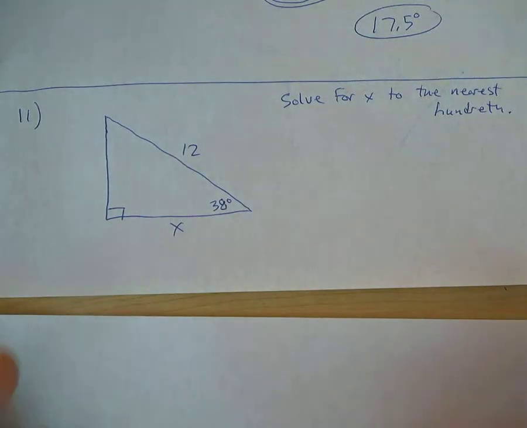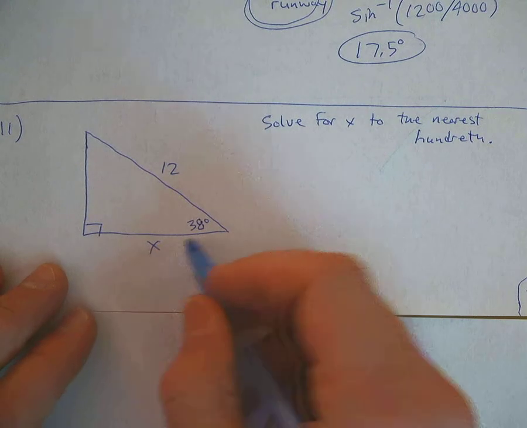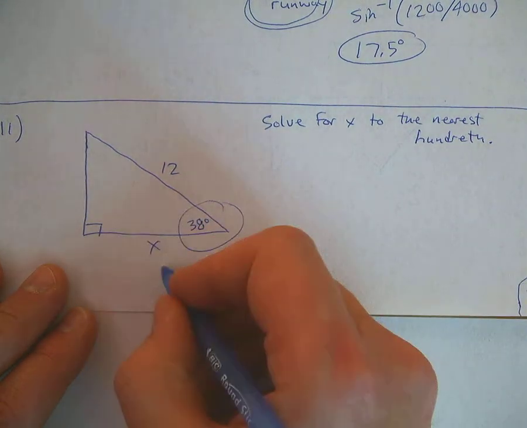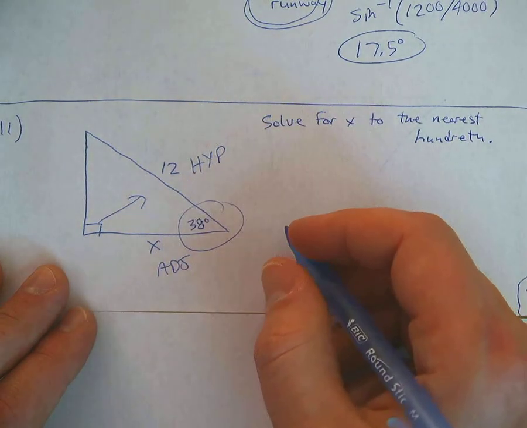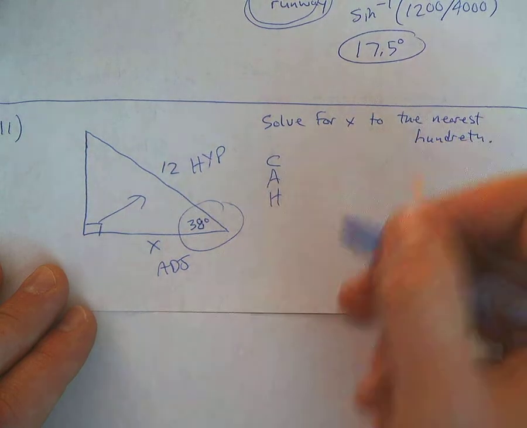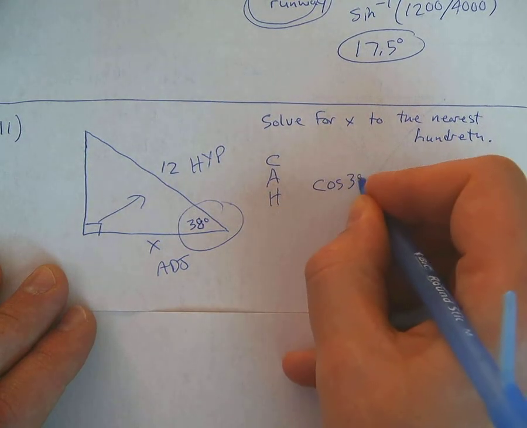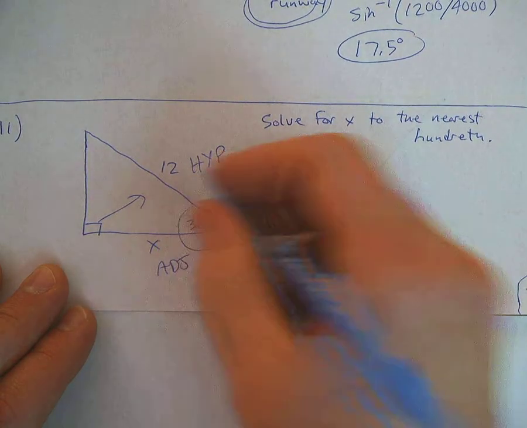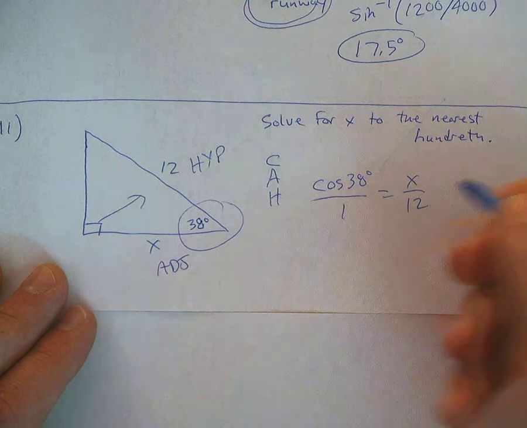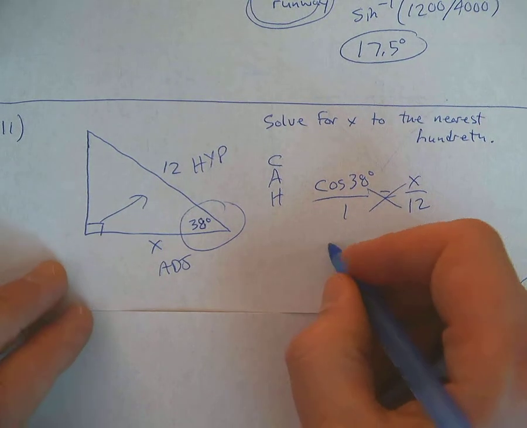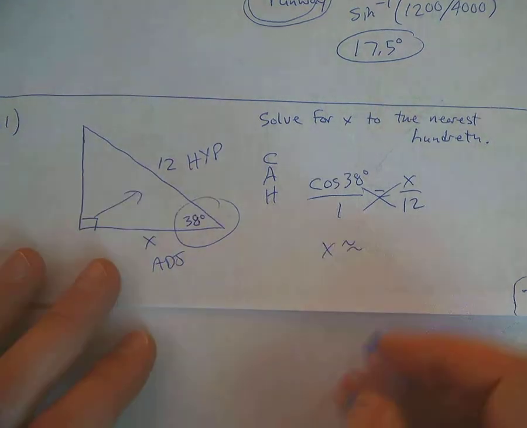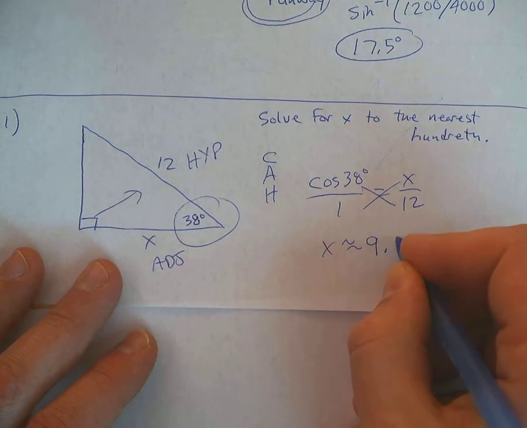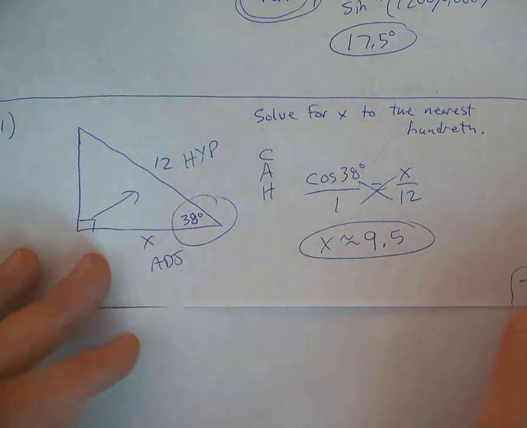All right, next. We want to solve for x to the nearest hundredth. So again, another trig problem. This is the adjacent. This is the hypotenuse. So adjacent over hypotenuse is cosine, CAH. So I take cosine of 38 degrees over 1 equals adjacent over hypotenuse, which is x over 12. I cross multiply. I get x is about 12 times cosine of 38. And that's going to be about 9.5, the measure of side x.